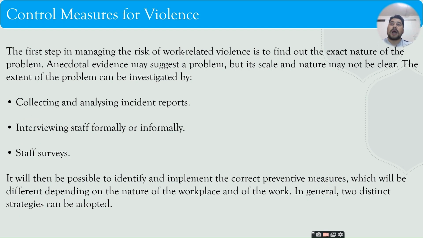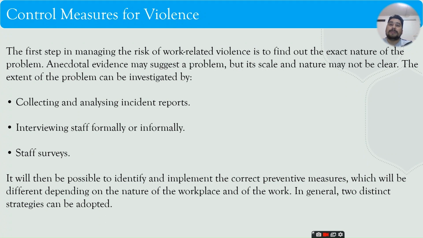Control measures for violence. How can we control the violence? The first step in managing the risk of work-related violence is to find out the exact nature of the problem. Whenever you are doing any control for work-related violence, first of all, you have to identify what the risk is. There are different occupations, and as per the occupation, there is a different risk. If you are handling cash, there is a robbery risk, and people can face work-related violence. The risk is very high. So you have to identify the risk as per your working environment and the task you are doing.